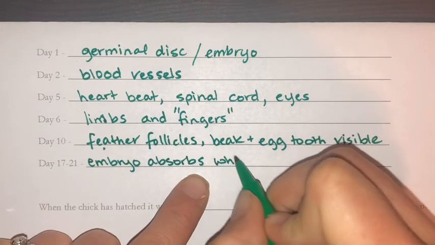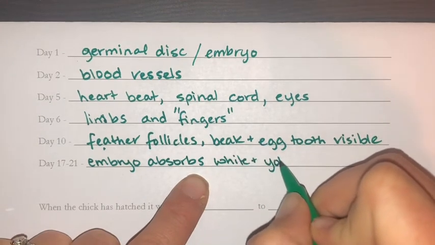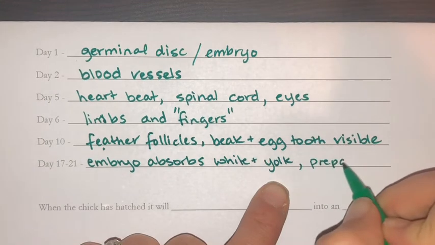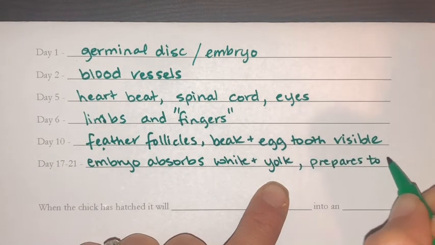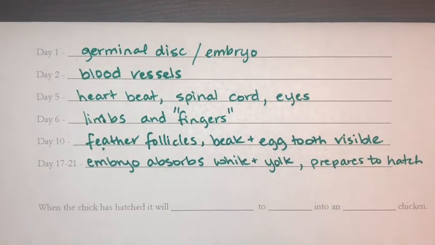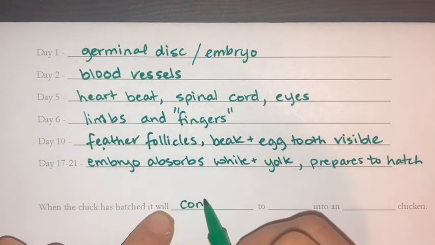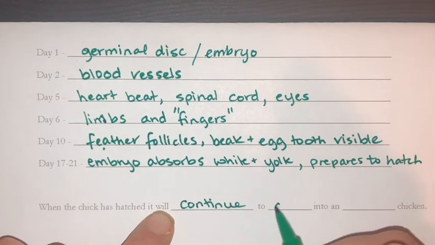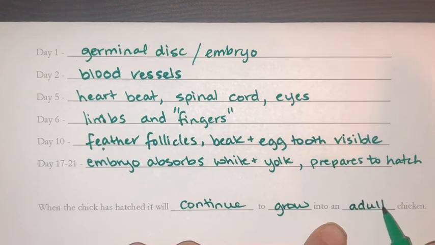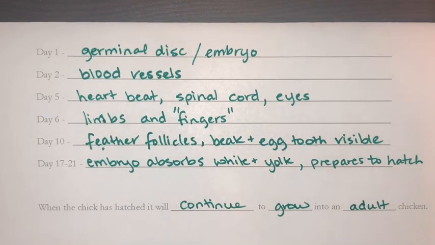On days 17 to 21, the embryo is going to absorb the white and the yolk, the contents of the egg, for energy, and it prepares to hatch. When the chick is hatched, it will continue to grow into an adult chicken. And we know it's an adult chicken when it's capable of reproducing on its own. That covers bird life cycles.